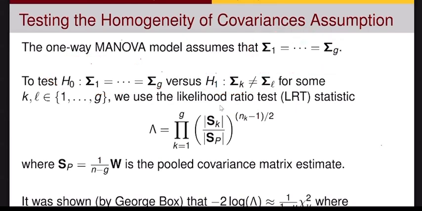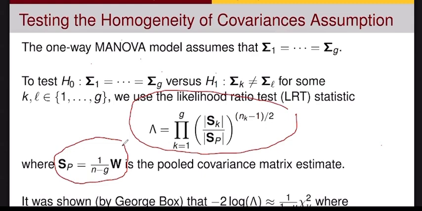The test statistic for the test is this here. Take a look at that, lambda. S_k is going to be a particular covariance matrix for a particular group. And what about S_p? There's W here. Don't forget yesterday we talked about the W that we call within variation. So before you can get S_p, the pooled covariance matrix, you first need to get your W, which is the within variation.